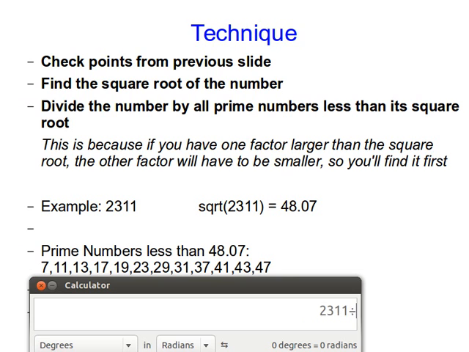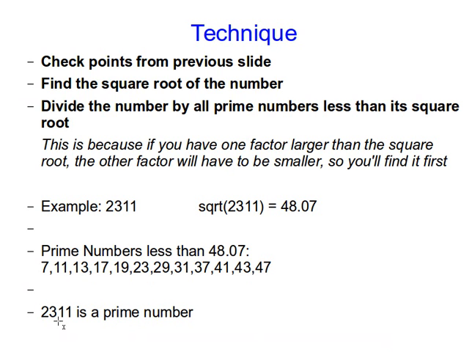If we divide by 13, 17, or 19, again we don't get a whole number. 23, not a whole number. 29, not a whole number. 31, not a whole number again, as you can see. 37, not a whole number. 41, not a whole number. 43, not a whole number. And 47, not a whole number. And therefore we conclude that 2311 is actually a prime number.